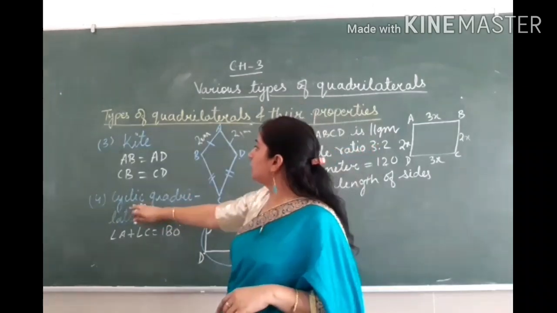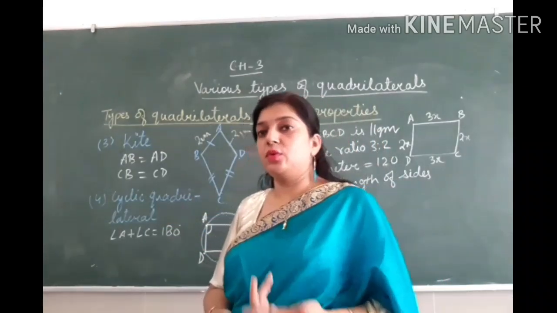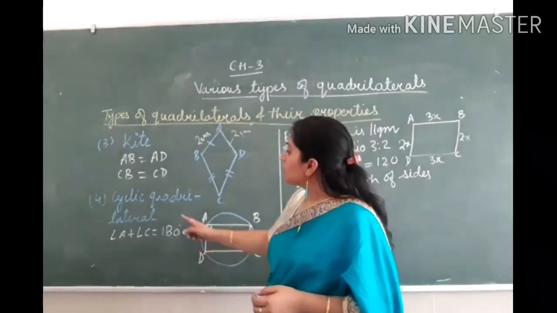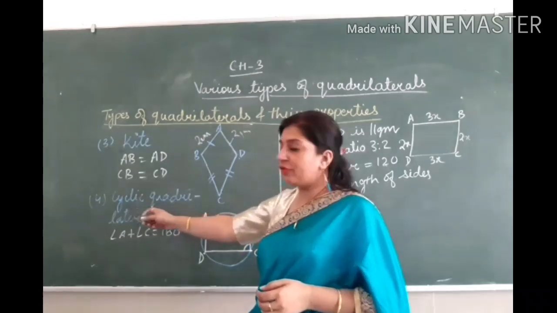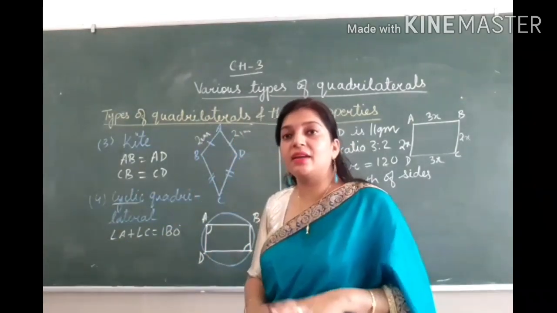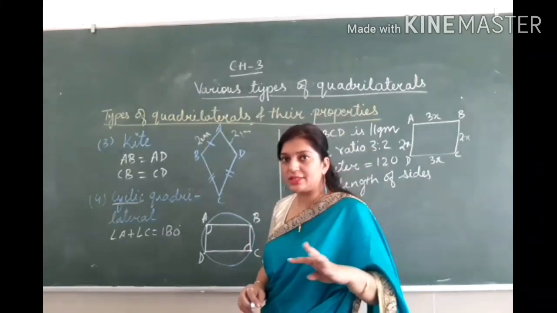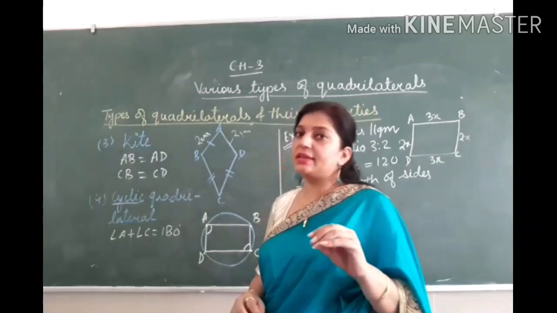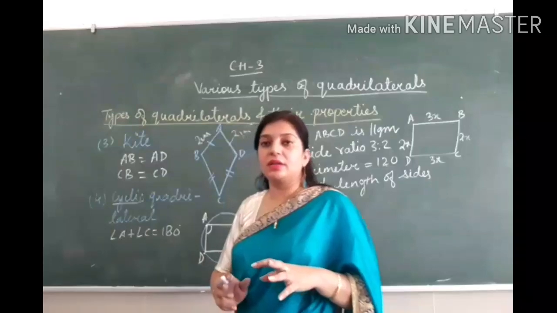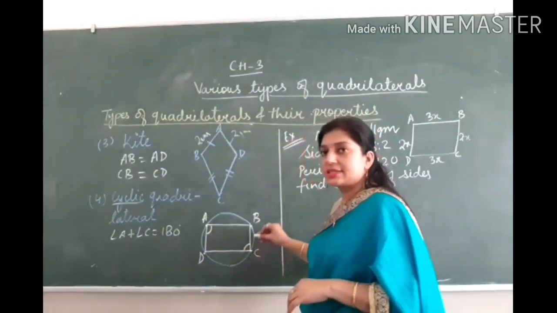Now the next quadrilateral is the cyclic quadrilateral. You all got confused in this cyclic quadrilateral previously when we had this topic. Cyclic means, you can remember from the word itself, circle: the quadrilateral which is lying on the circle. A quadrilateral has 4 vertices and 4 edges. So a cyclic quadrilateral is a quadrilateral whose all 4 vertices are lying on the circle.